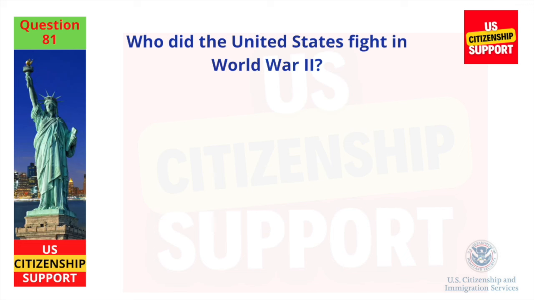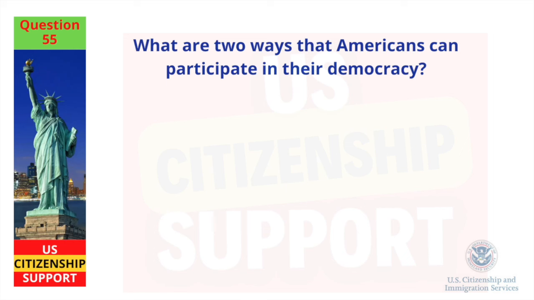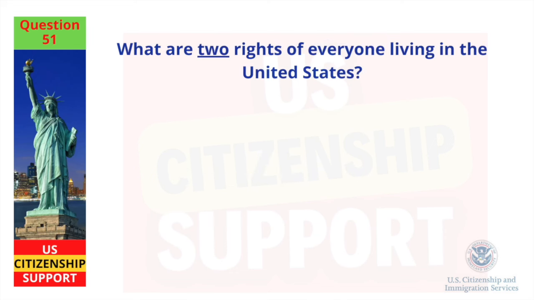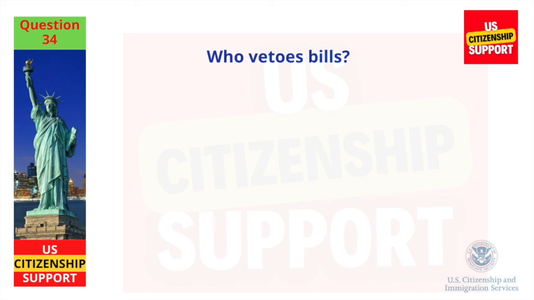Who did the United States fight in World War II? Japan, Germany, and Italy. What are two ways that Americans can participate in their democracy? Vote. Join a political party. What are two rights of everyone living in the United States? Freedom of religion. Freedom of speech. Who vetoes bills? The president.